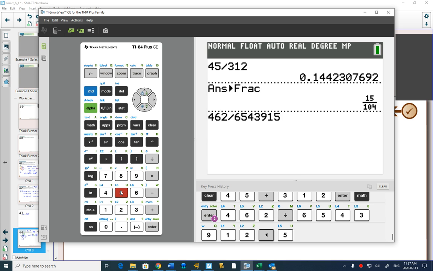Why? I picked numbers that were both divisible by 3. Does anyone know how you can tell if a number is divisible by 3? You add up the digits. What's 4 plus 6 plus 2? 12. If 12 is divisible by 3, then 462 is divisible by 3, which is kind of cool.